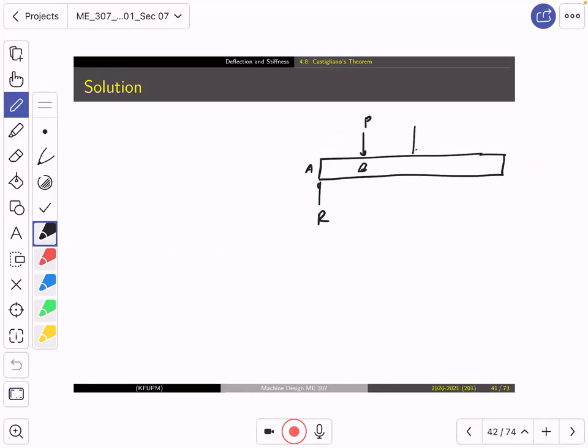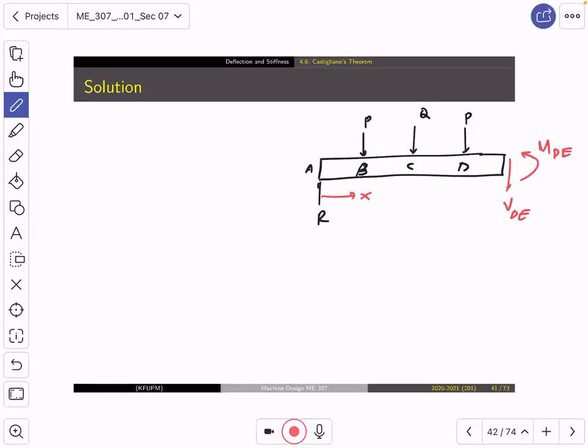So this is a Q, and this is B. So this is point B, this is C, this is point D. Okay, so the shear force is here. This is V, and I'm going to call it DE, between D and E, and this is moment DE. Same business again. X starts from here. So this time I need to make a big space for myself.